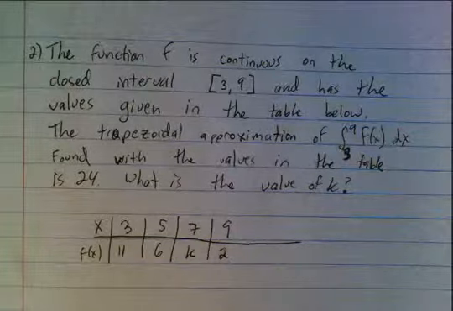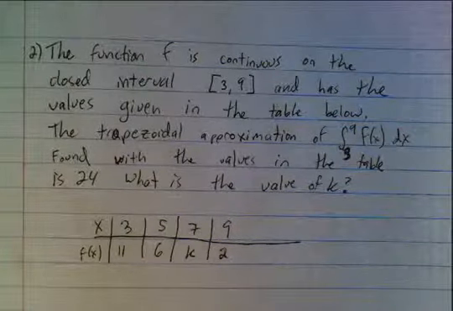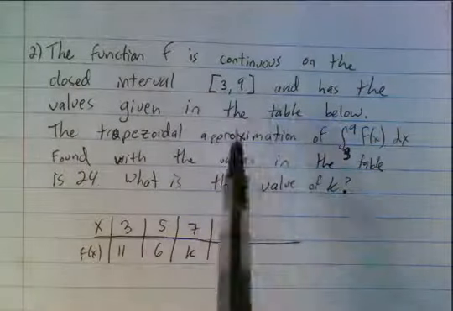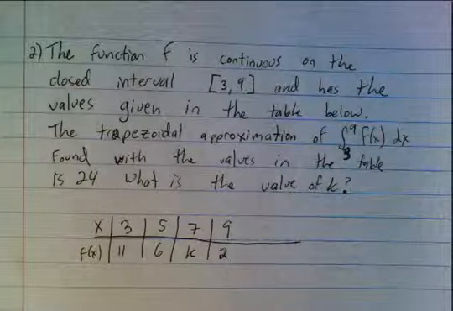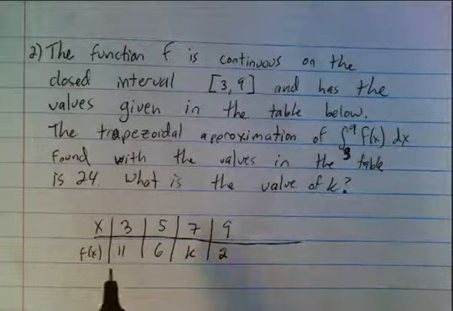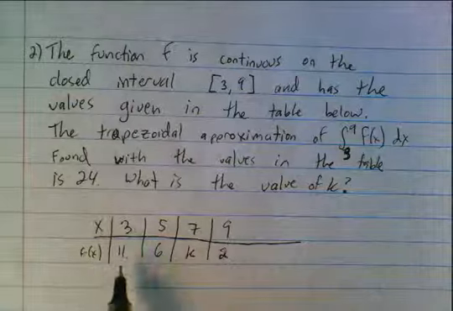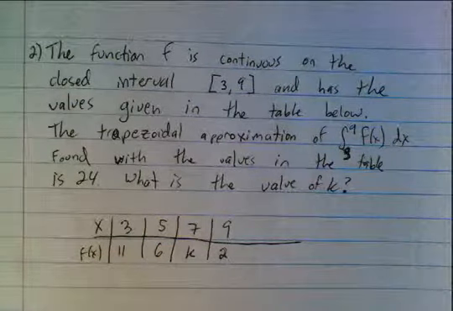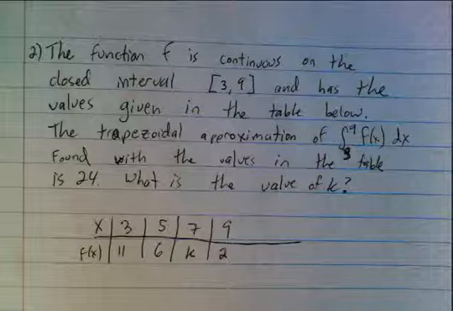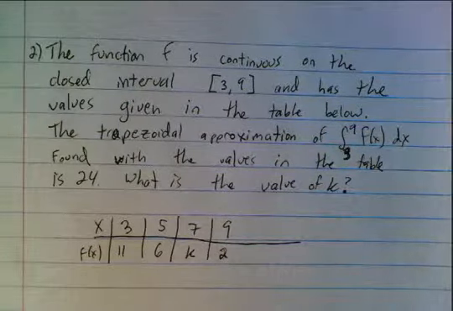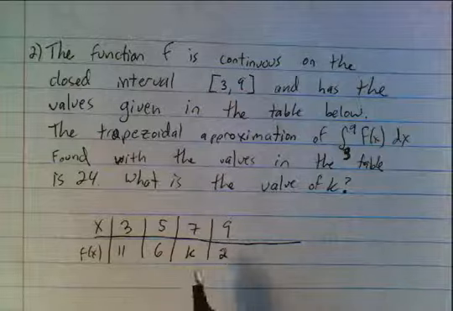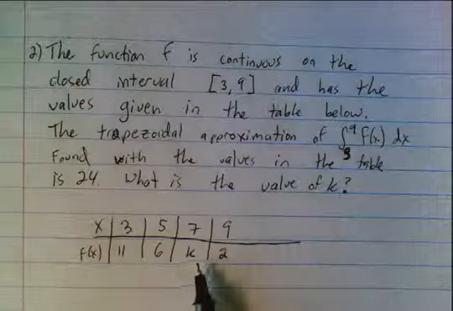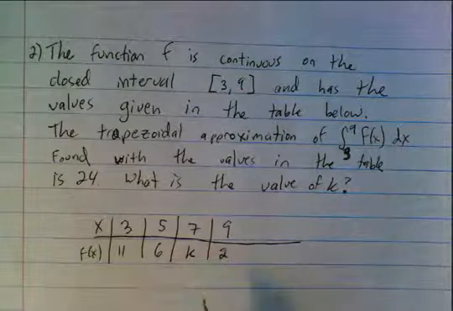So this problem says the function f is continuous on the closed interval from 3 to 9, so those brackets just mean including 3, including 9, and it has the values given in the table below. So right down here, when x is 3, f of x is 11, so on. The trapezoidal approximation of the integral from 3 to 9 of f of x dx, found with the values in the table, is 24. What's the value of k?